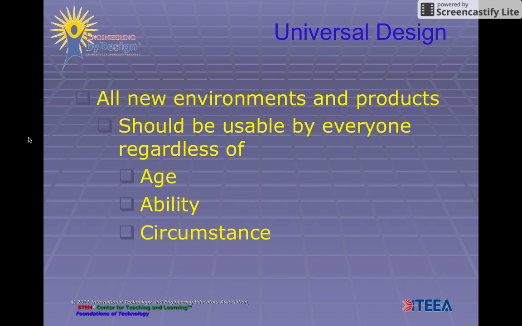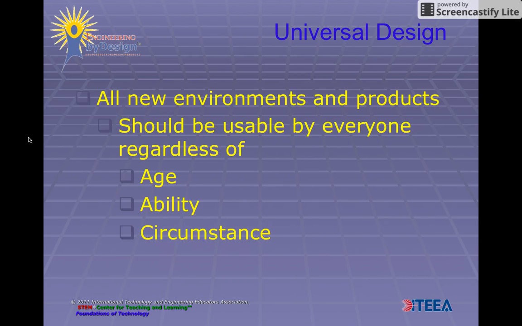So this is ideally what you want all products to have, one large universal design. All new environments and products should be usable by everyone regardless of age, ability, and circumstance. So we're saying an ideal product should be able to be used by somebody that's 8 or that's 80. Should be able to be used by somebody that may have to be in a wheelchair or not be in a wheelchair, may be at church or not be at church. So no matter what the circumstance, ability, age, your product should be used by anybody.